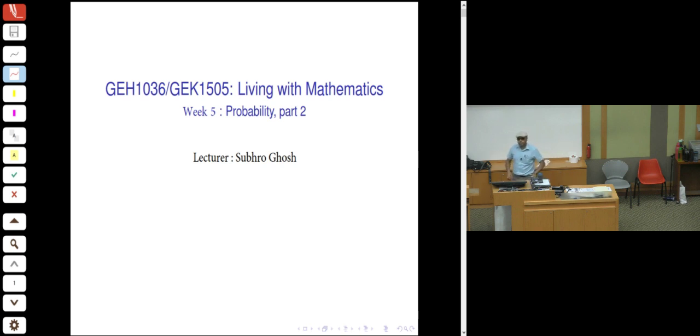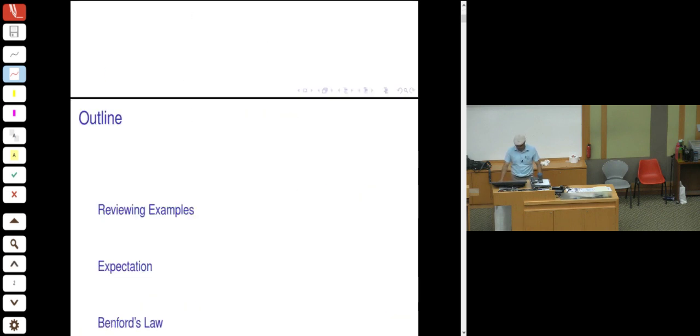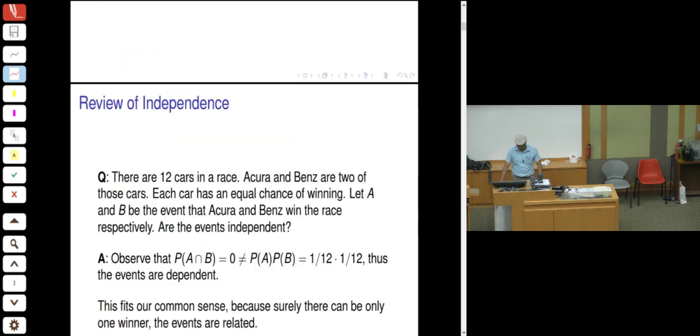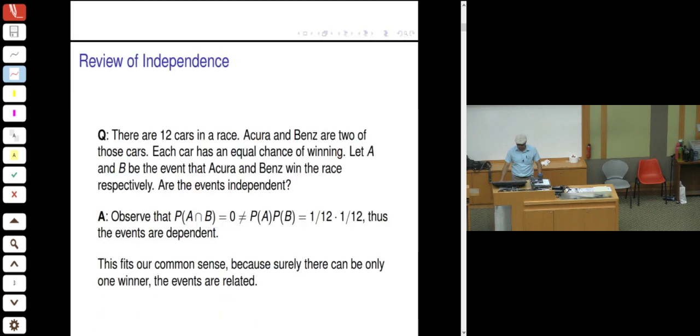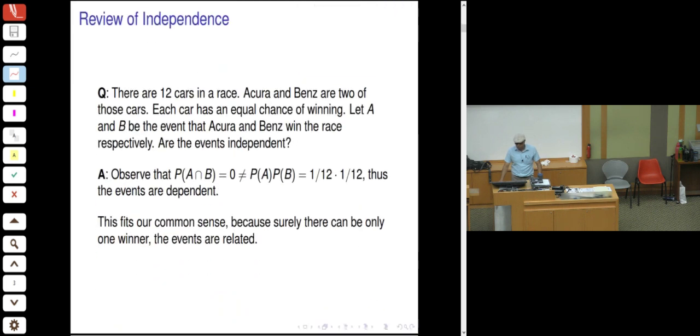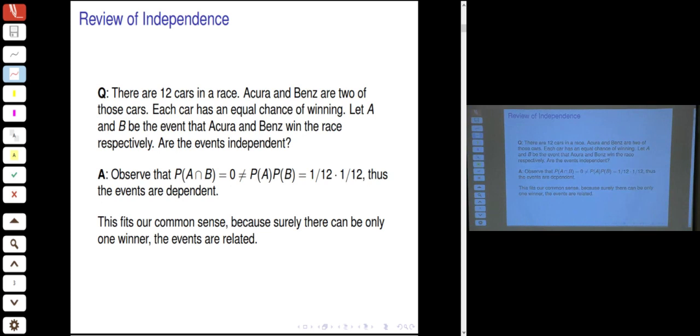Okay, so let us start today's lecture, and we will be continuing with probability theory. We will review various examples, talk about expectations, and then eventually talk about Benford's law. So let us begin by reviewing independence.